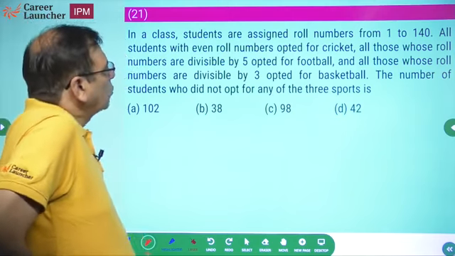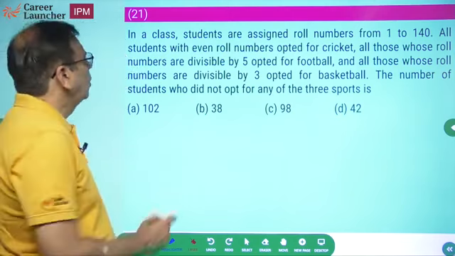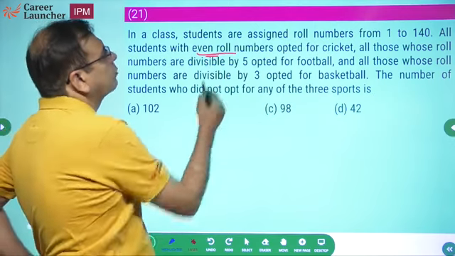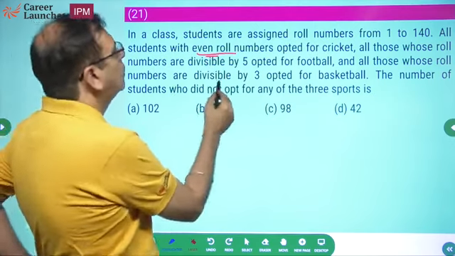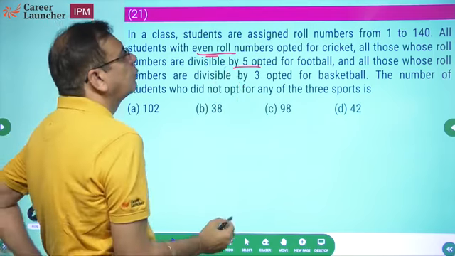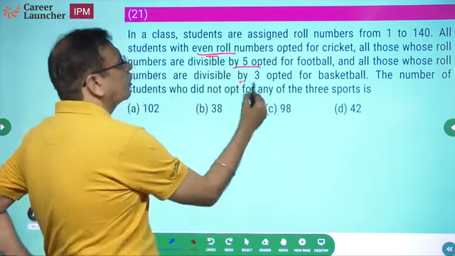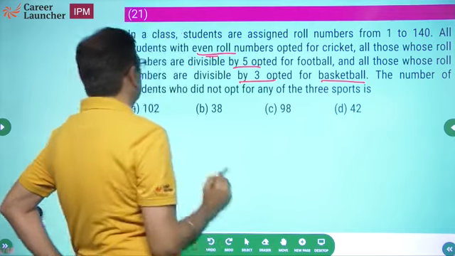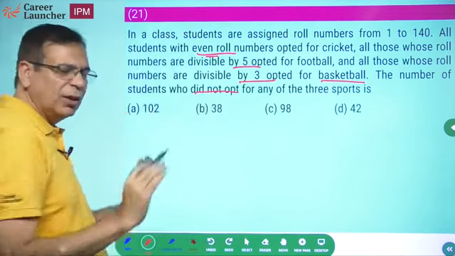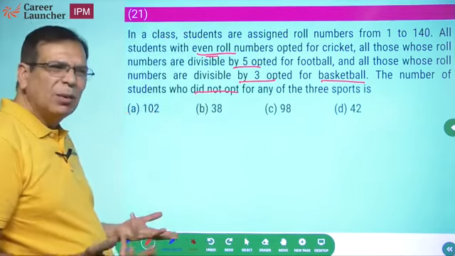In a class, students are assigned roll numbers from 1 to 140. All students with even roll numbers opted for cricket. Those whose roll numbers are divisible by 5 opted for football. Those whose roll numbers are divisible by 3 opted for basketball. Number of students who did not opt for any of the 3 sports. Standard सवाल है number system का.